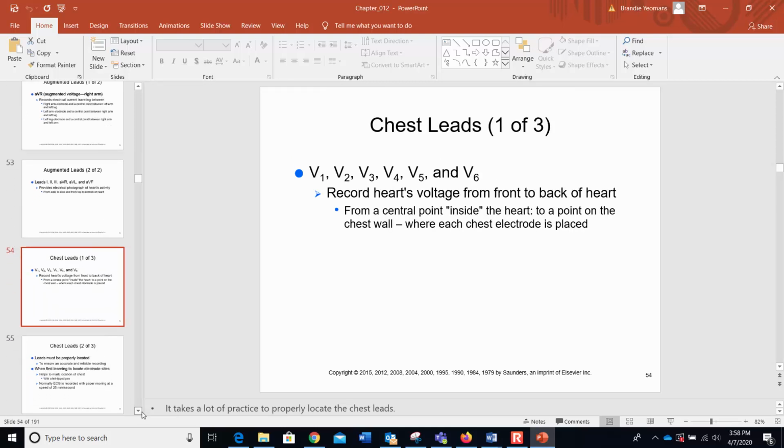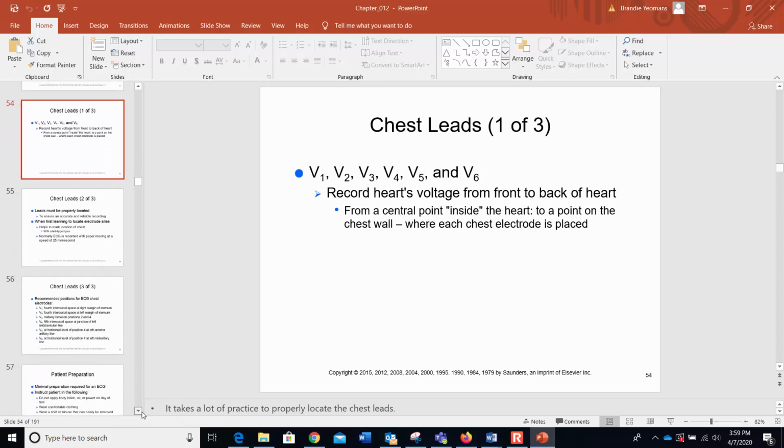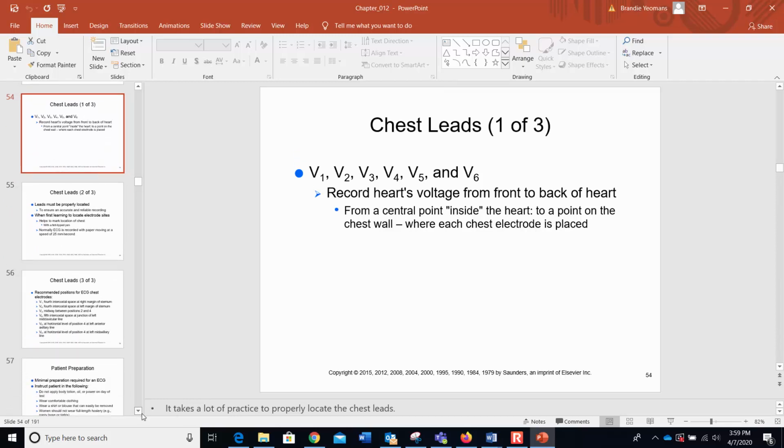Alright, so let's talk about these chest leads. Remember, V are going to be for your chest leads. So V1, V2, V3, V4, V5, V6. So this is going to be looking at the heart from front to back. So from anterior to posterior. So looking at that heart from the inside.